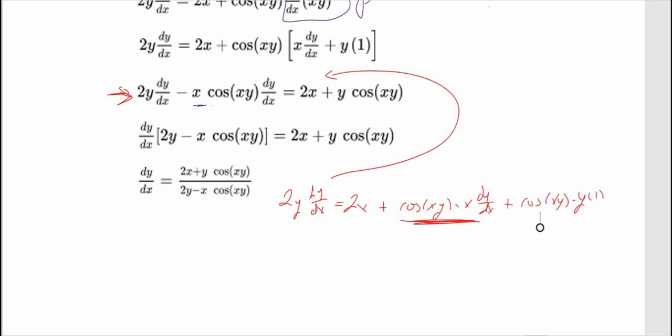Once we do that, then we factor out the dy dx, right? We factor that out front, and then what's left is the 2y and the x cosine of xy. That's this piece here. Okay? And then we divide by that to get the dy dx by itself.